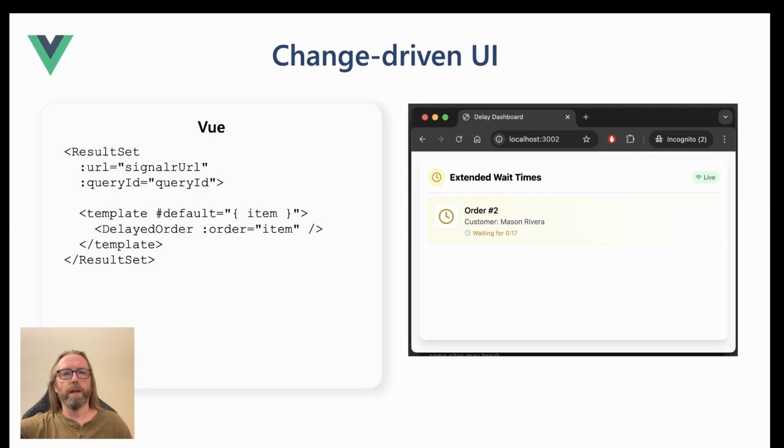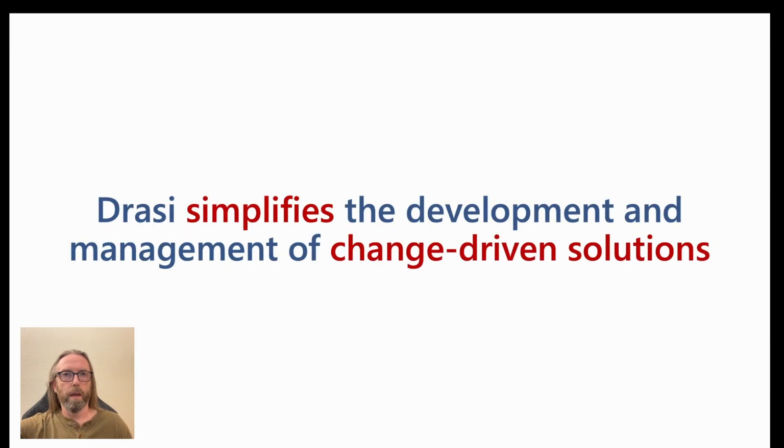Here's the Vue version. It's very similar. In this case, you're seeing on the right-hand side the delay dashboard. This is the list of vehicles that have been waiting too long. On the left-hand side, again, you'll see that it's called ResultSet. In this case, it's Vue syntax. So we've got the URL, and again, the query ID. In this case, it would be delay. And then you've got the template that gets applied to each of those items that comes through from the continuous query. And it's as easy as that. So hopefully you can see from what I've shown you that Drasi does indeed simplify the development and management of change-driven solutions.